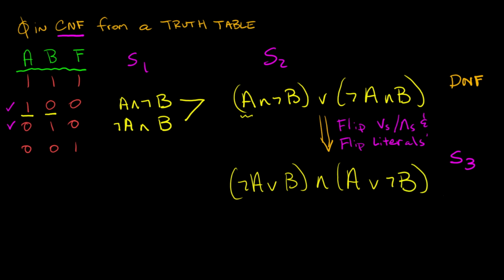The result here is a formula in conjunctive normal form. And this formula will be true whenever the function outputs a value of true. So what we've done is created a formula in conjunctive normal form for a truth table.